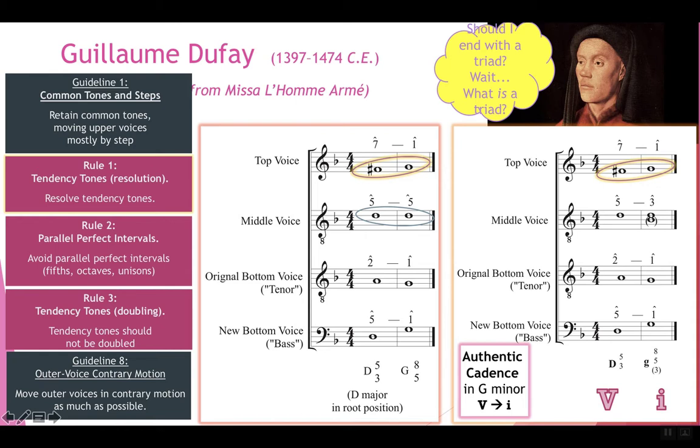And then finally, guideline eight, outer voice contrary motion. You don't always have to do this, but you often want to. But here the lowest voice is going up, D to G, and the top voice is going up, F sharp to G. So he's not going in contrary motion. Doesn't mean you always have to. It's just kind of a guideline. Like if you're wondering which way you should move one of your two voices right now, you just try to move them in opposite directions, and it gives you something to start with.